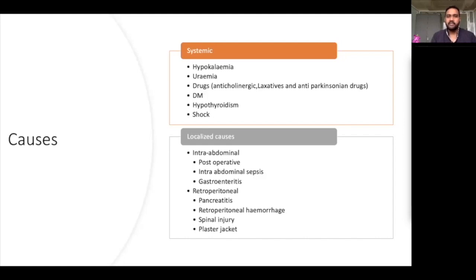Then there is diabetes mellitus. Diabetes mellitus affects the nerves, as everybody knows, so it also causes paralytic ileus. And hypothyroidism: people come with constipation, and that is also one of the reasons that can cause paralytic ileus. And shock: even if a patient is in shock from any cause, it can lead to paralytic ileus.